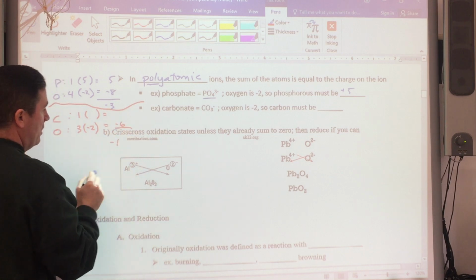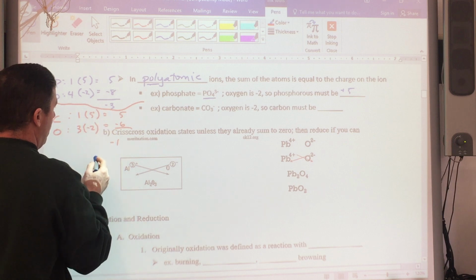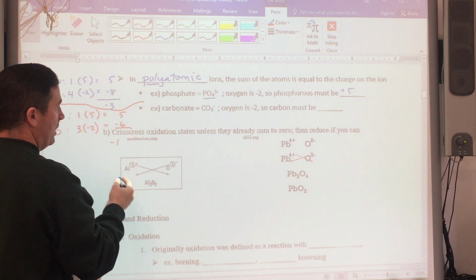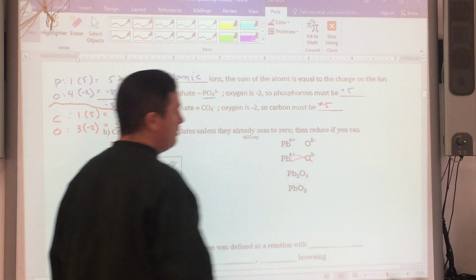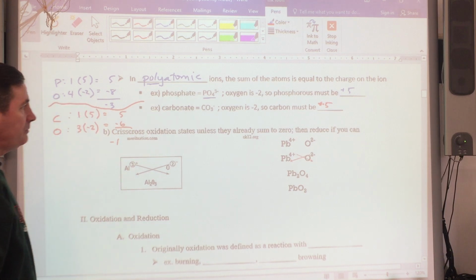So what has to go here? It's got to be 5. So the oxidation number is 5. 5 plus a -6 is a -1. So this is also a +5. Okay? So this is the process that you use for all of them.